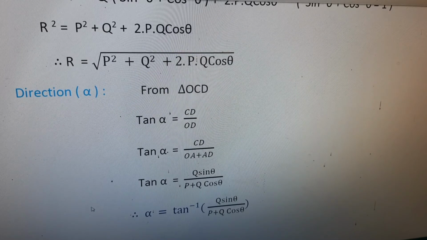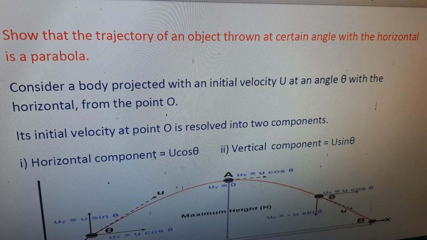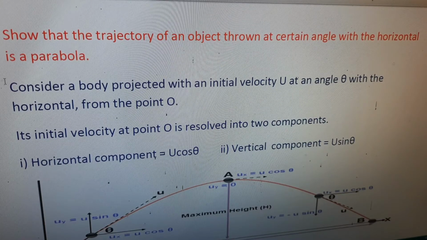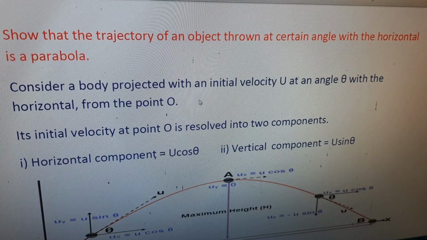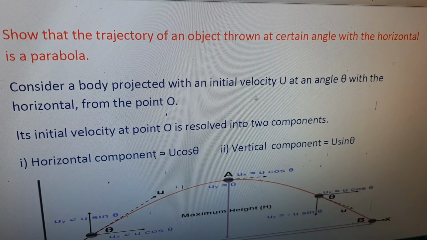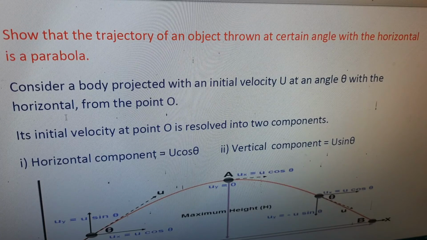So okay students, this is a very important question in the chapter of motion in a plane. It is an important 4 marks question in our first year physics syllabus. The question is, show that the trajectory of an object thrown at a certain angle with the horizontal is a parabola. So consider an object or a body projected with an initial velocity u at an angle theta with the horizontal from the point O.